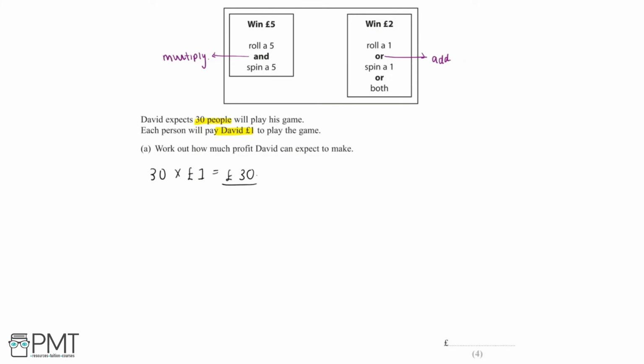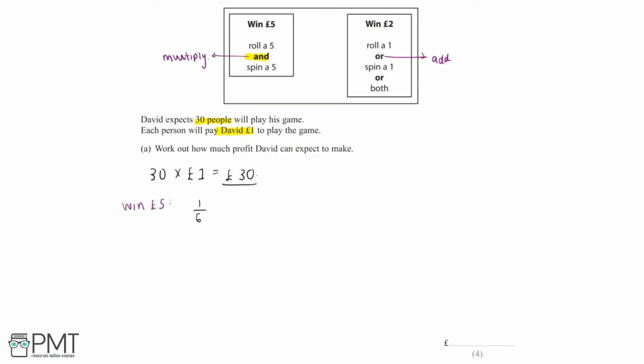Now we need to consider how much money he will lose from the prize money of £5 or £2. So now let's look at the £5 situation. To win £5, the player must roll a 5 and spin a 5. If we had a fair 6-sided dice numbered between 1 and 6, just like we do in this question, the probability of rolling a 5 is 1 over 6.